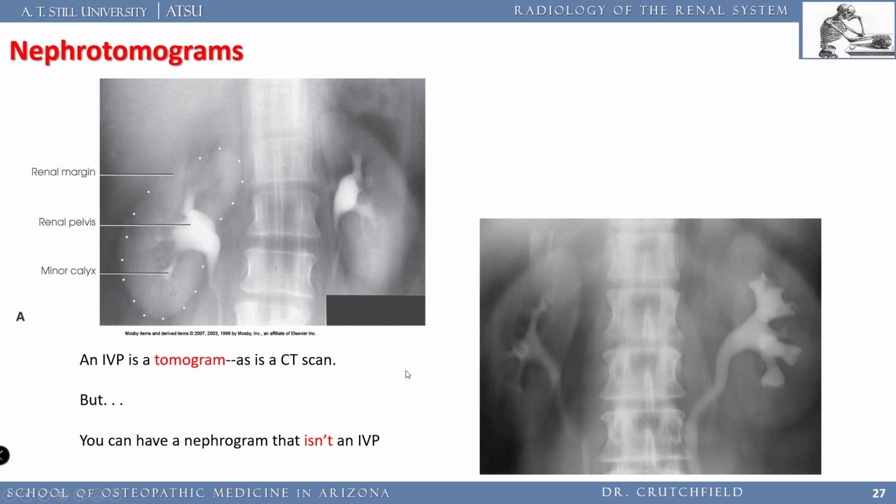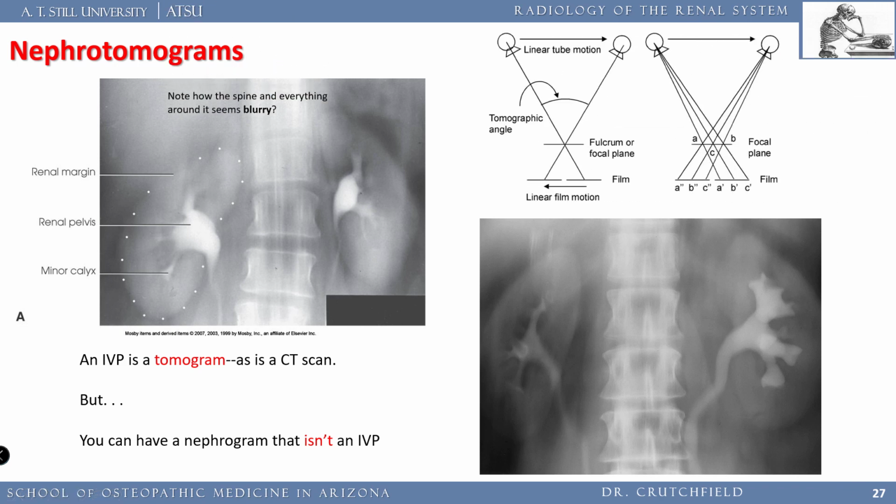But sometimes after the patient has had a CT scan, for whatever reason, we send them back and get a plain film of their abdomen. And they still have contrast in their kidneys that they haven't peed out yet. So we get this picture of contrast in their kidneys, contrast in their ureters, and contrast in their bladder. We didn't mean to, but they just haven't peed it out yet. So that's also a nephrogram. That's a post-CT nephrogram that isn't an IVP, and it's not a tomogram.